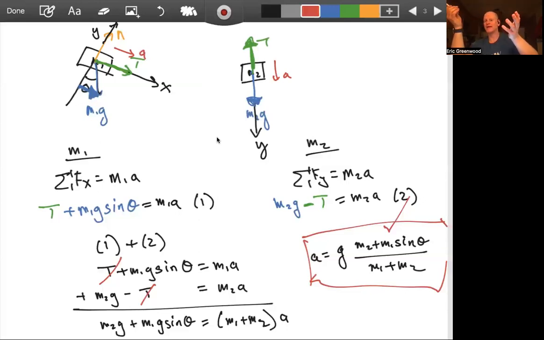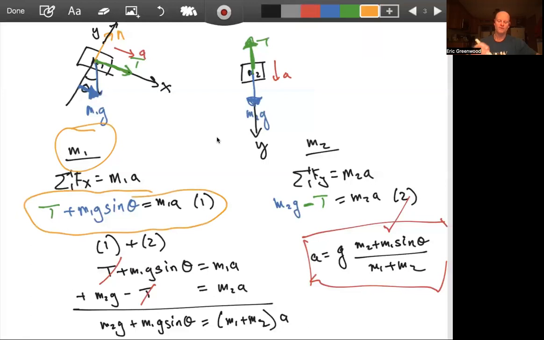Or if I had three objects connected, they would have exactly the same acceleration. But again, when I write out Newton's second law, I can only write it out for one object at a time. I can't write an expression that has both objects in it simultaneously. So when I'm looking at M1, I'm only writing out the forces which are acting on M1. When I'm writing out for M2, I'm only looking at the forces which are acting on M2.